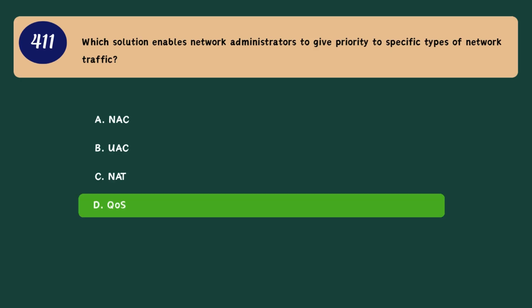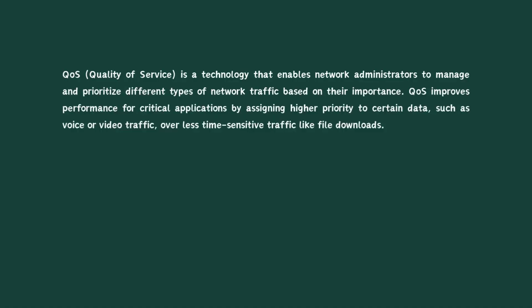Correct answer. D, QoS. QoS, quality of service, is a technology that enables network administrators to manage and prioritize different types of network traffic based on their importance. QoS improves performance for critical applications by assigning higher priority to certain data, such as voice or video traffic, over less time-sensitive traffic like file downloads.